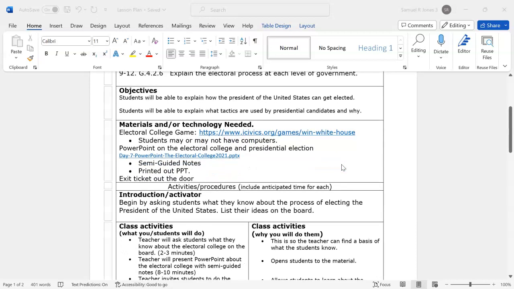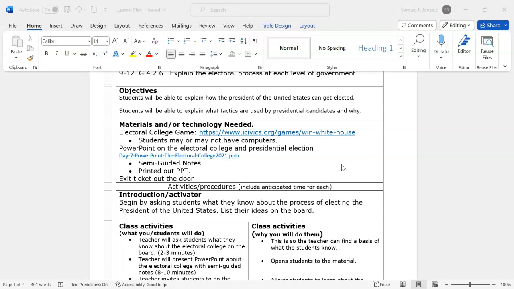Some things that we will need for this lesson is the Electoral College game. It's a game that goes pretty well with how the process goes. It teaches students how candidates get funding, how they do ads, how the ads benefit them, how to win each state, and what each state wants. It goes through, very simply, how presidents can run for office.